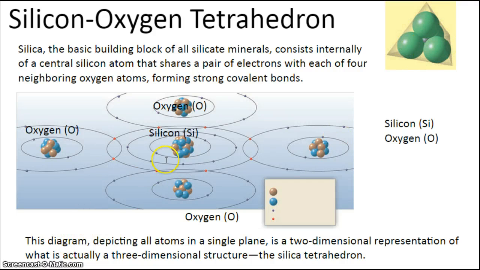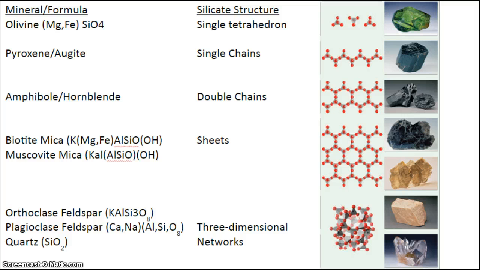So the diagram in here is depicting all atoms in a single plane. It is a 2-dimensional representation of what is actually a 3-dimensional structure, the silicate tetrahedron. So here's what we got into today. We just began to dabble, but let's make some sense of this.